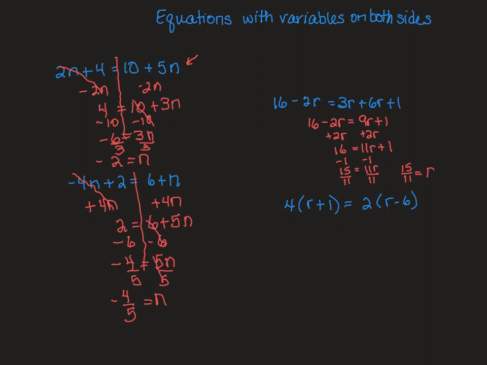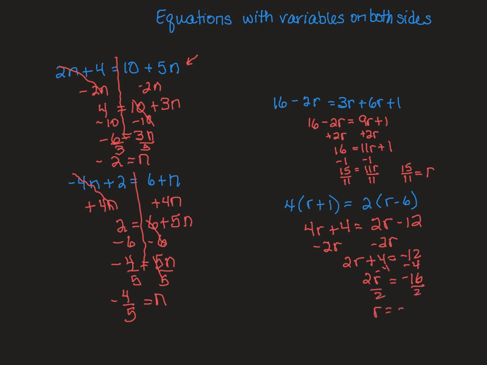I'm going to distribute. Okay, 4 times r is 4r. 4 times 1 is 4. 2 times r is 2r. 2 times minus 6 is negative 12. Okay. 4r is more than 2r. I'm going to take away 2r from both sides. I have 2r plus 4 equals negative 12. 2r, minus 4, minus 4. 2r equals negative 16. Divide by 2, divide by 2.